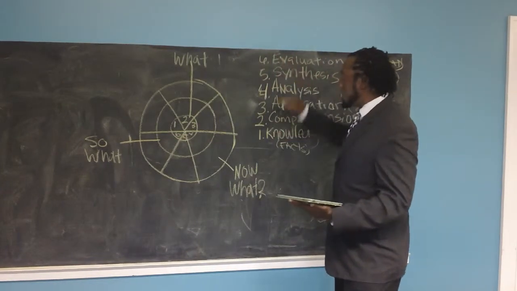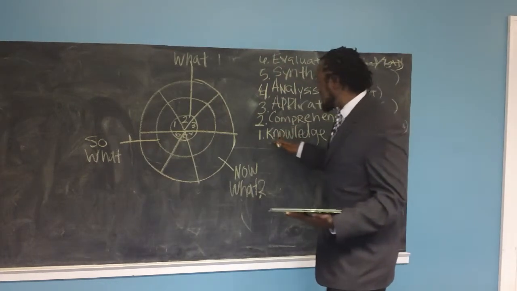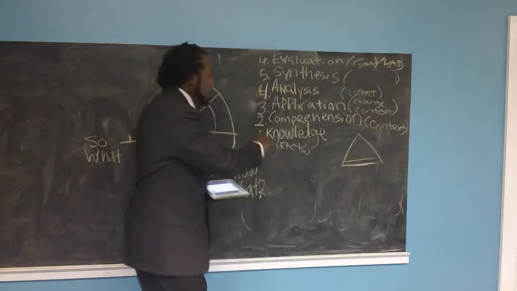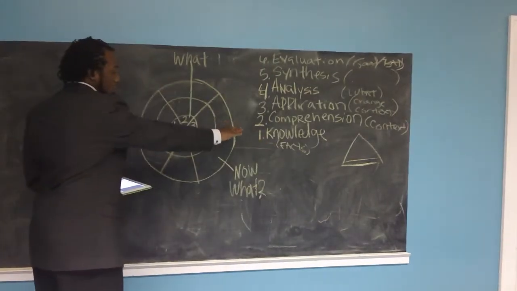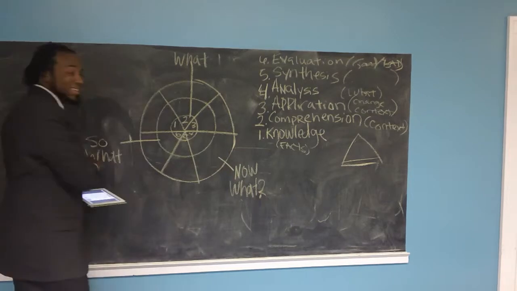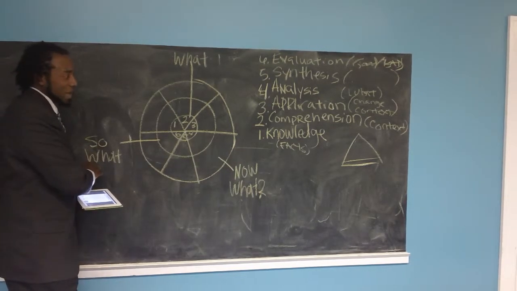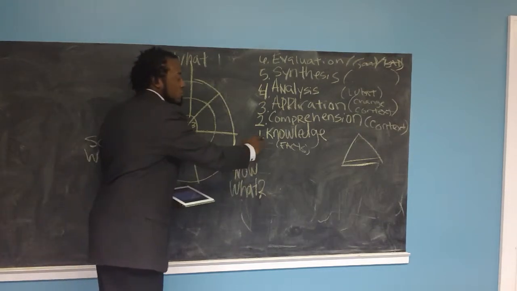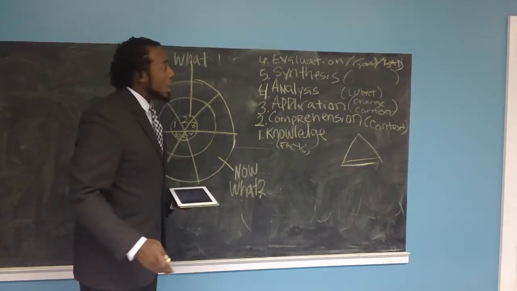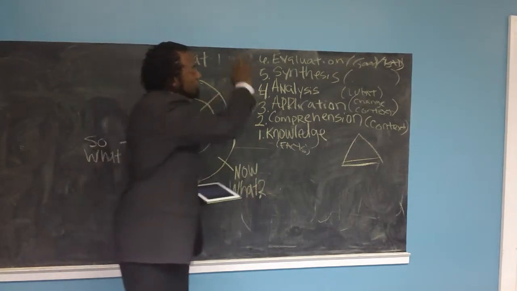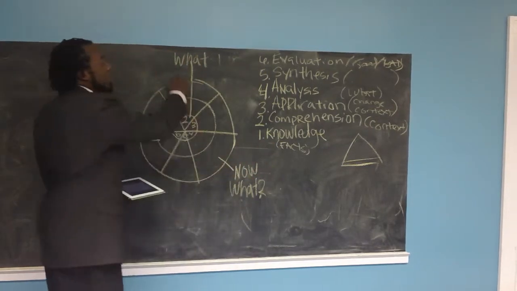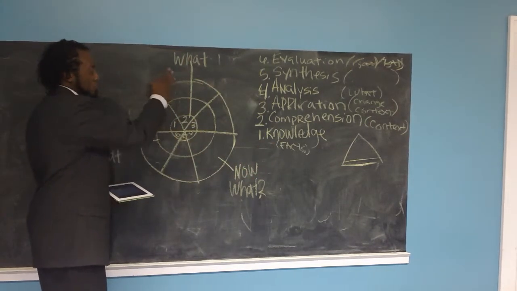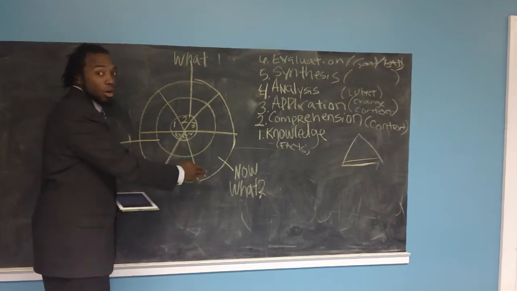But in each one of these, we can ask those 3 questions. In terms of knowledge, what is it that I want my students to know? In terms of knowledge, so what does that mean? What is the meaning of that? And then lastly, so what do I want my students to do with this knowledge? And if we look at all of Bloom's taxonomy, we really can break it into these three questions: what, so what, and now what.